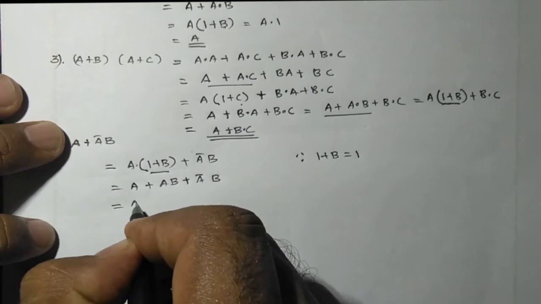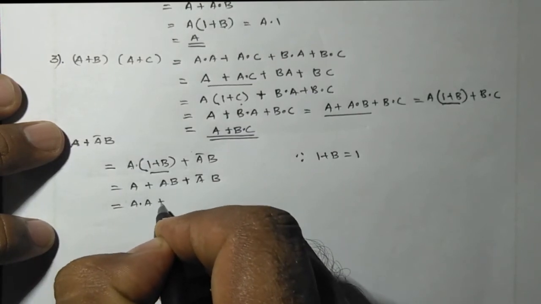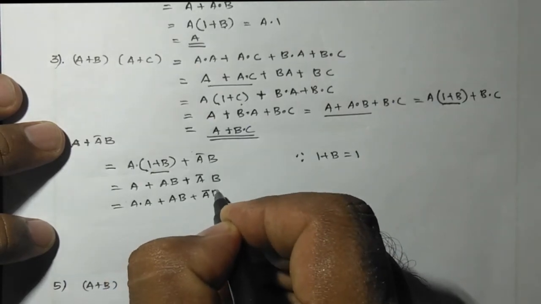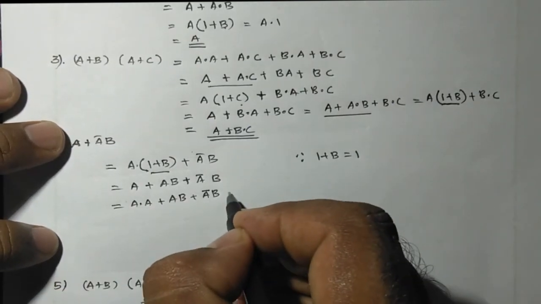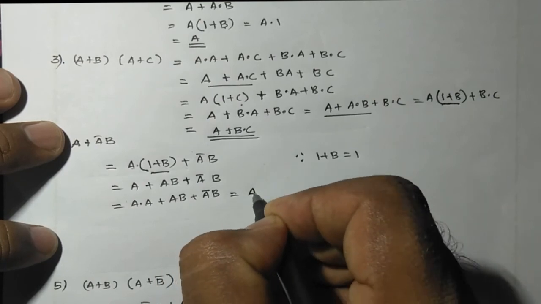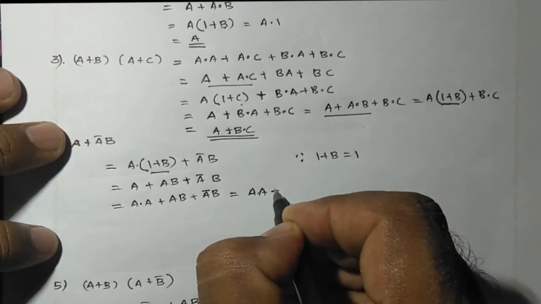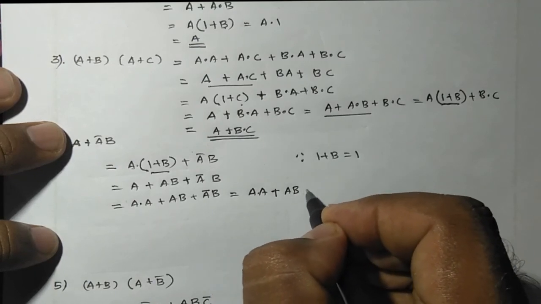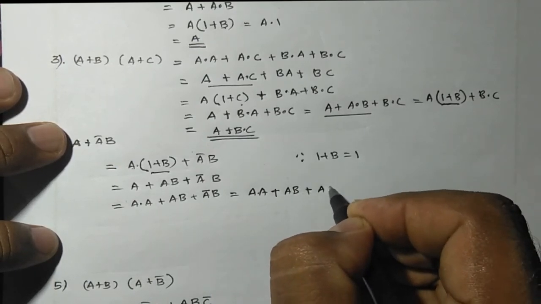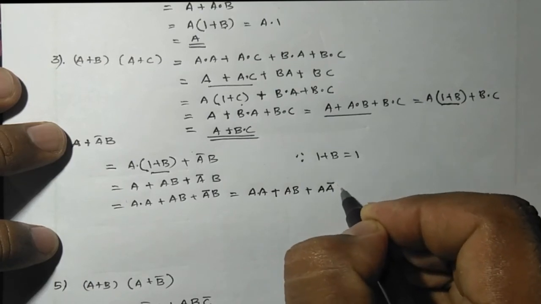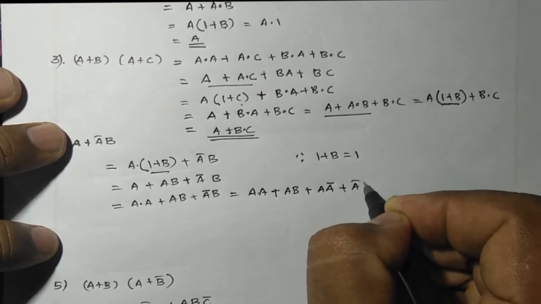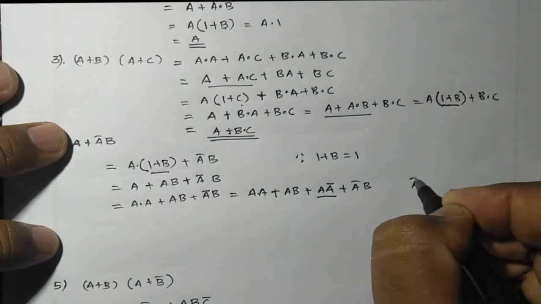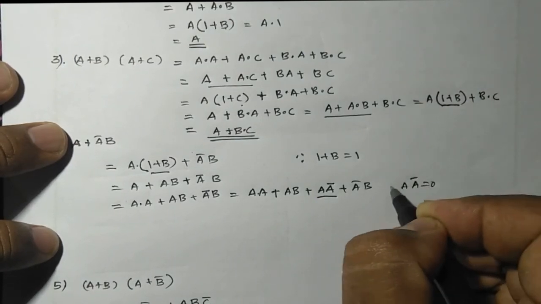A could be written as A and A or A and B or A bar and B. Or this could be written as A and A or AB, that is A and B, or A and A bar or A bar B. This is big because A and A bar is 0.